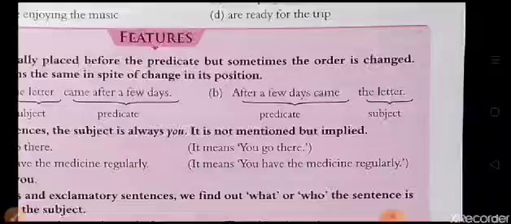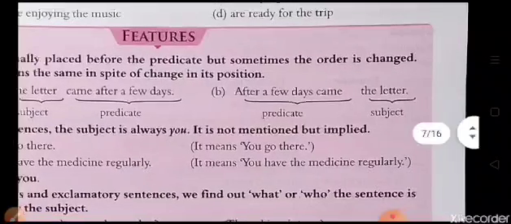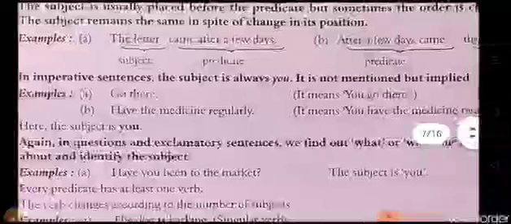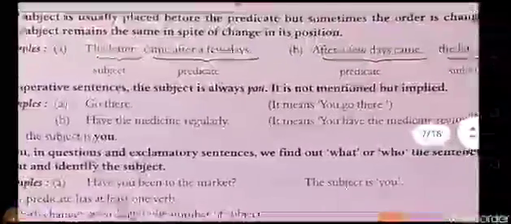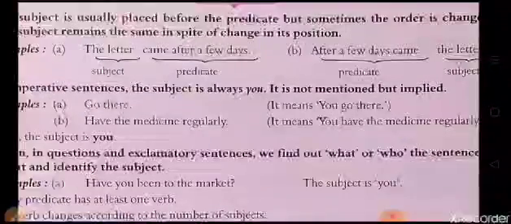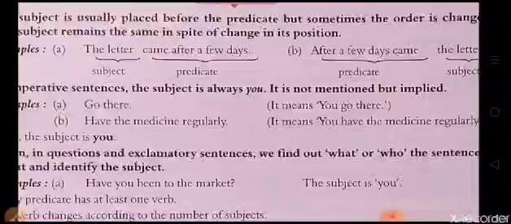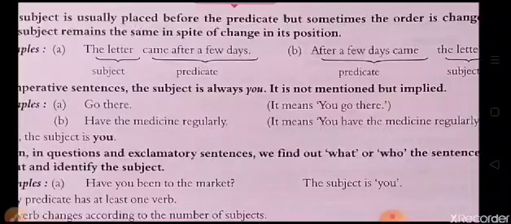And in B, after a few days came the letter. So now the predicate comes first and the subject at the last. As we all know, in an imperative sentence, the subject is always you. It is not mentioned but implied. In an imperative sentence, the subject is left out, as in sit down. Here the subject you is understood. Thank him. Here too the subject you is understood.